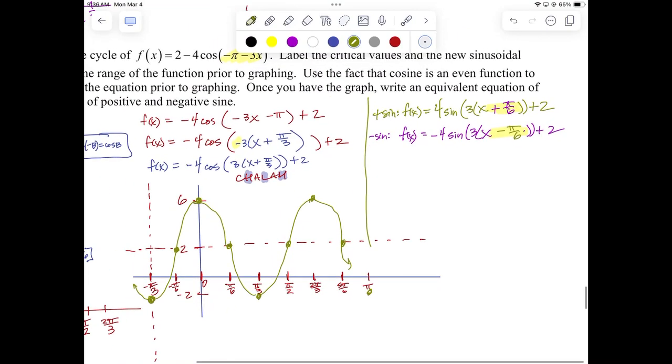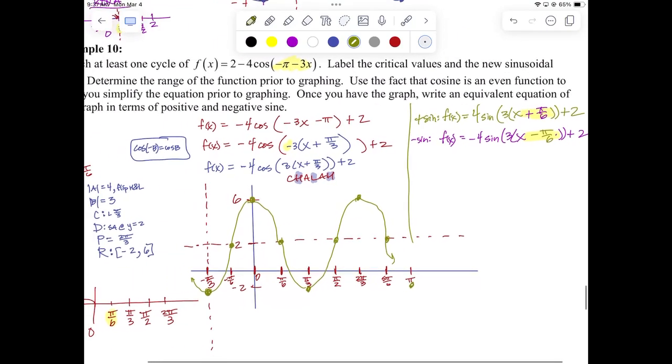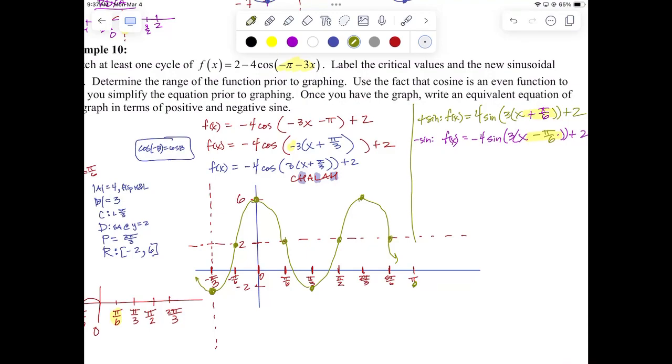How far apart are pi 6 and 5 pi 6? 4 pi 6, which is what? 2 pi thirds. Isn't that the period? It's exactly 1 cycle away, which is the period length. All right, there you go.